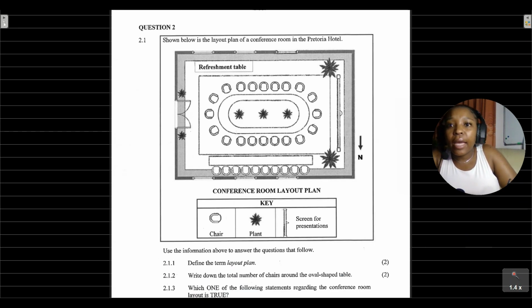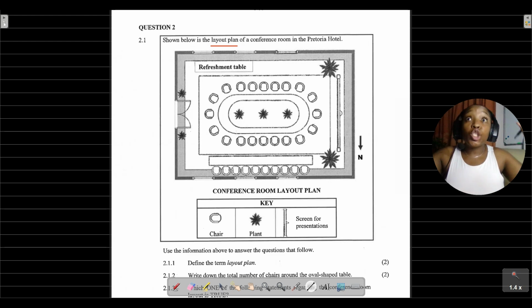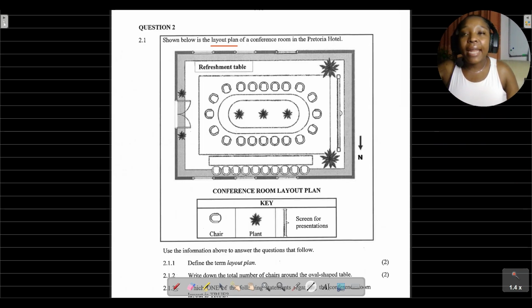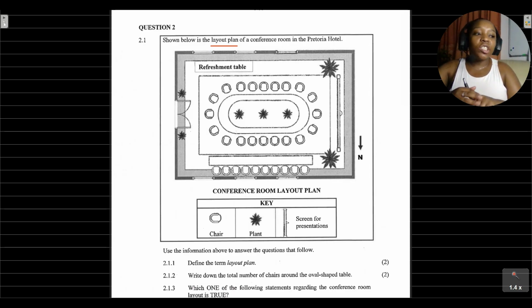Question 2, shown below is the layout plan of a conference room in the Pretoria Hotel. If we are dealing with a layout plan, it is a top view of a building or a structure. However, if we are talking about an elevation plan, an elevation plan is a side view of a building or a structure. So you are supposed to know the difference between the two.